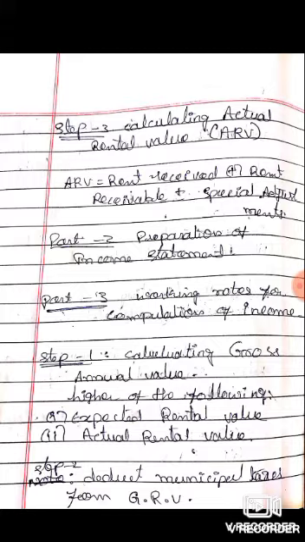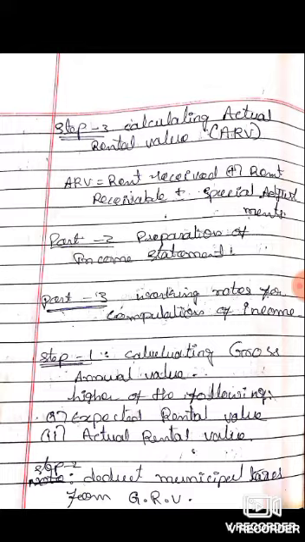After part 1, step 3, next is part 2, preparation of income statement. Now we have to prepare the income statement of the house. Next, part 3, working notes for computation of income. Here, step 1, calculating gross annual value. Gross annual value is the higher of the following: expected rental value and actual rental value.